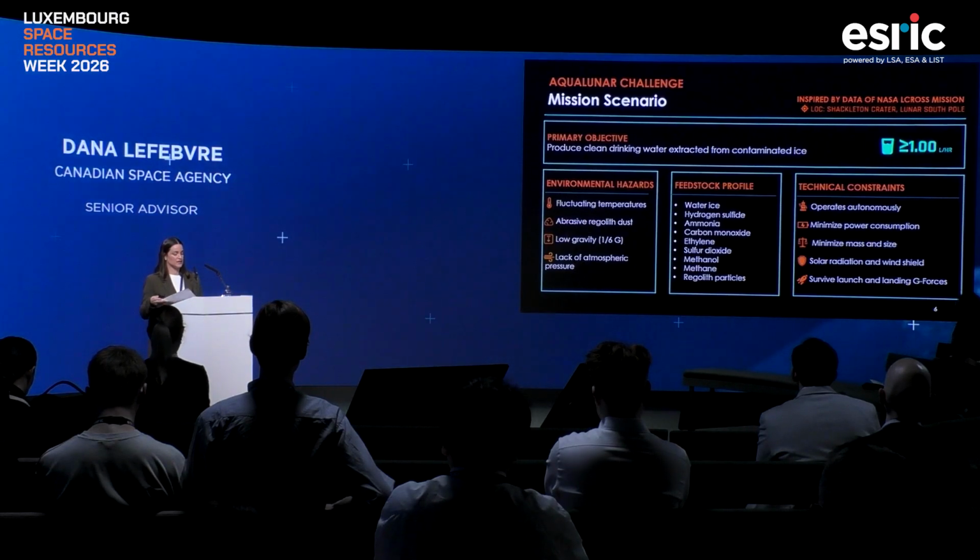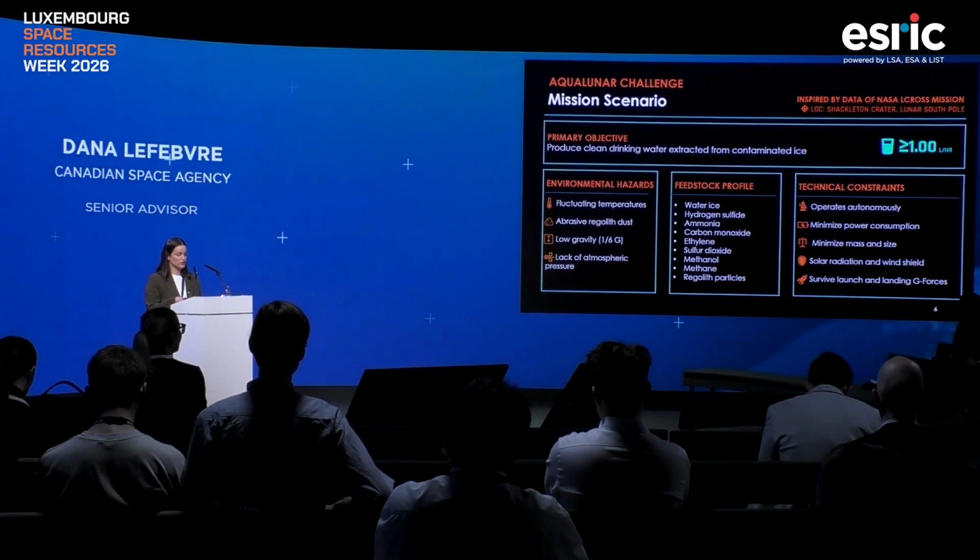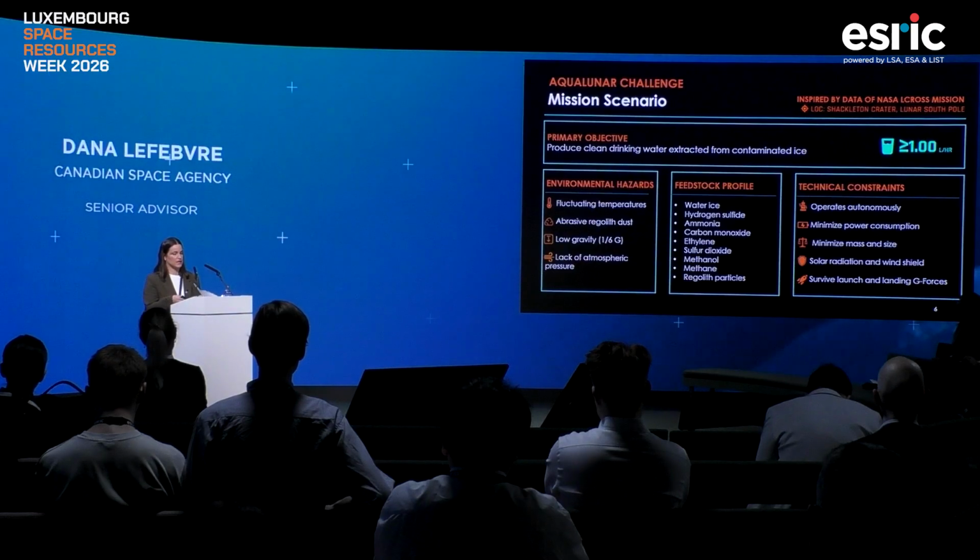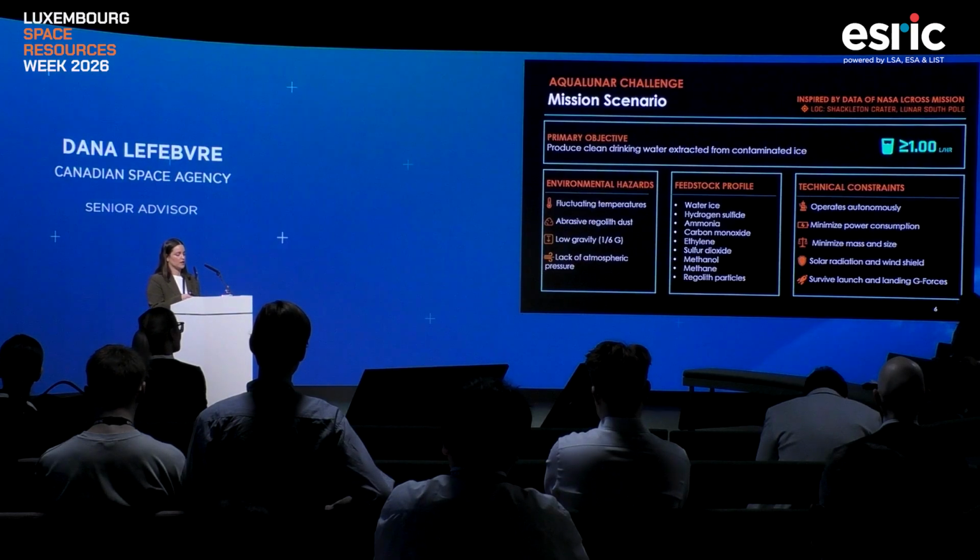So with that, we also had to take into consideration the technical constraints. Systems had to operate autonomously, minimize power consumption, mass and size, provide solar radiation shielding, and also be able to survive launch and landing. It's important to note that while we listed all of these requirements, not every single innovator needed to meet each requirement. They just had to take everything into consideration and best be able to produce a solution with those in mind.